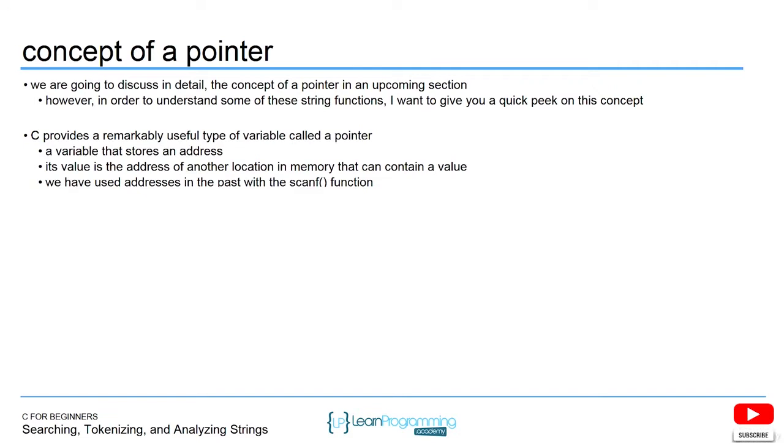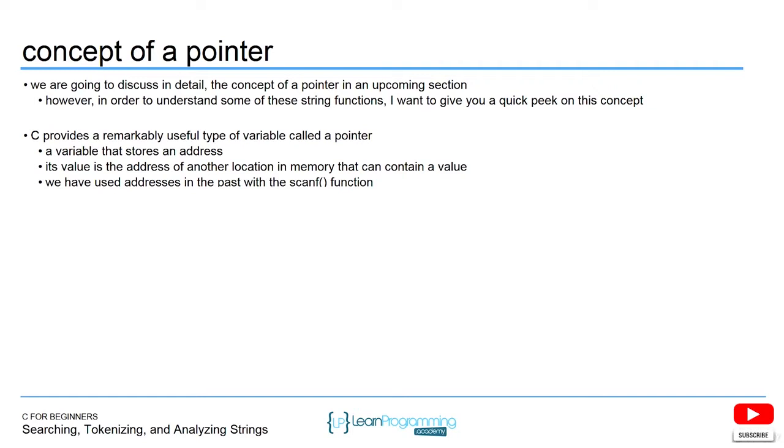C provides a remarkably useful type of variable. It's called a pointer. I've been talking about it. It has to do with memory and memory allocation. If you've programmed before and you're not entirely new to programming, some languages will automatically manage memory for you. They'll allocate memory for you and delete it. A language like Java does this. It's called the garbage collector. A language like C does not do this. So whenever you create memory using pointers, you have to delete that memory.